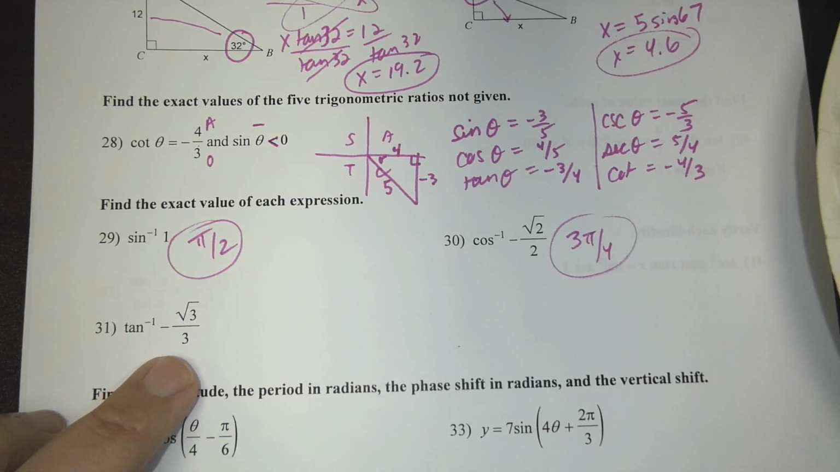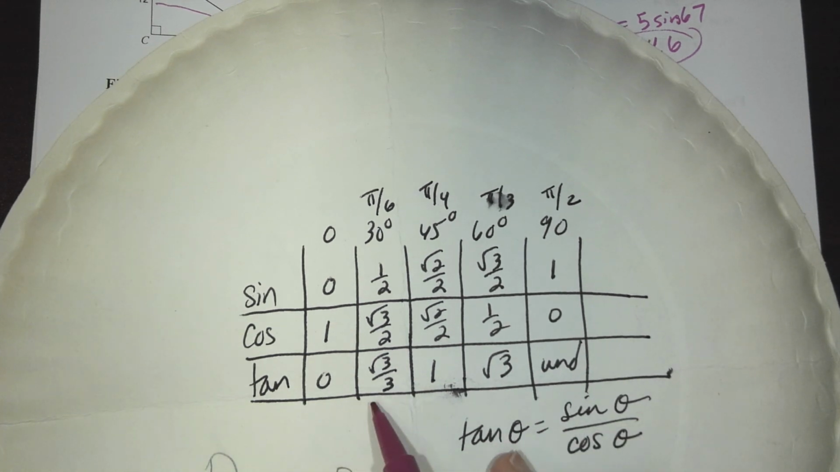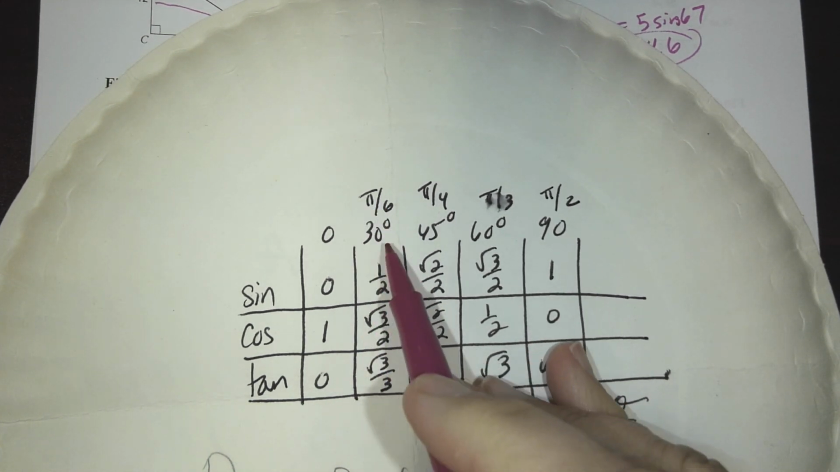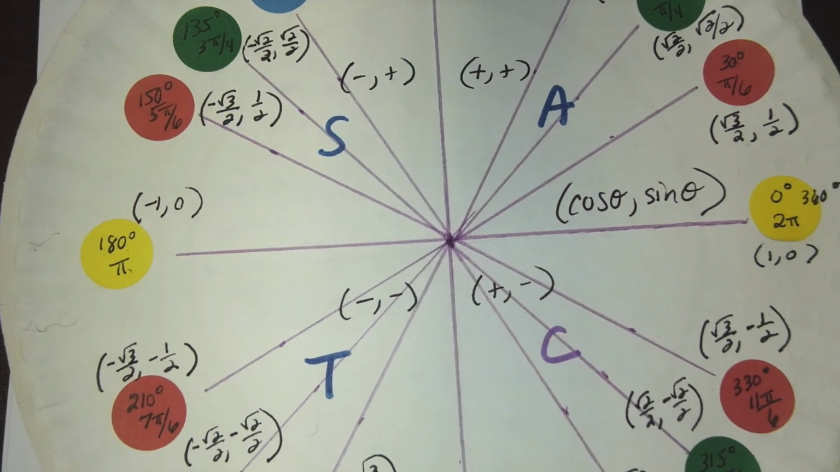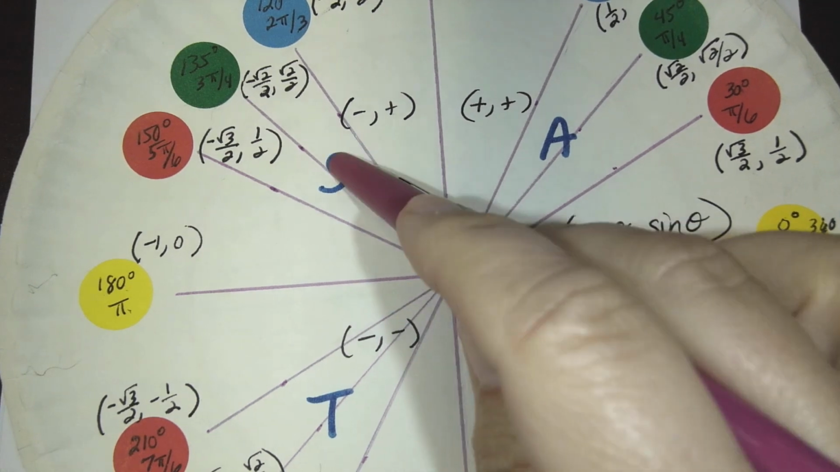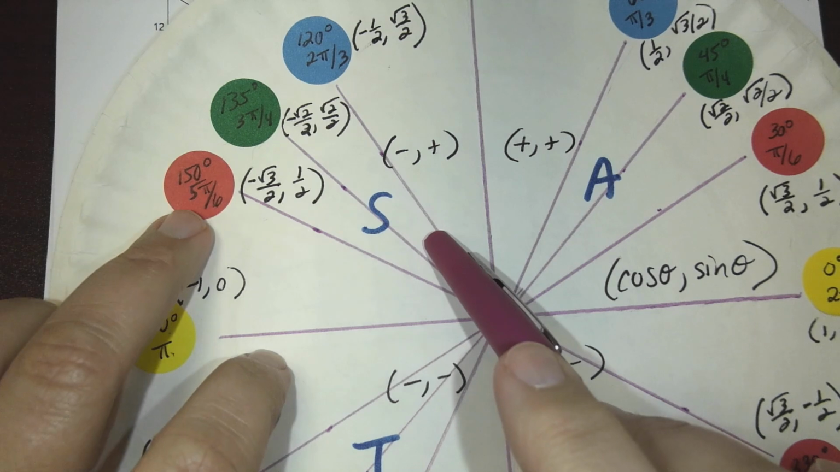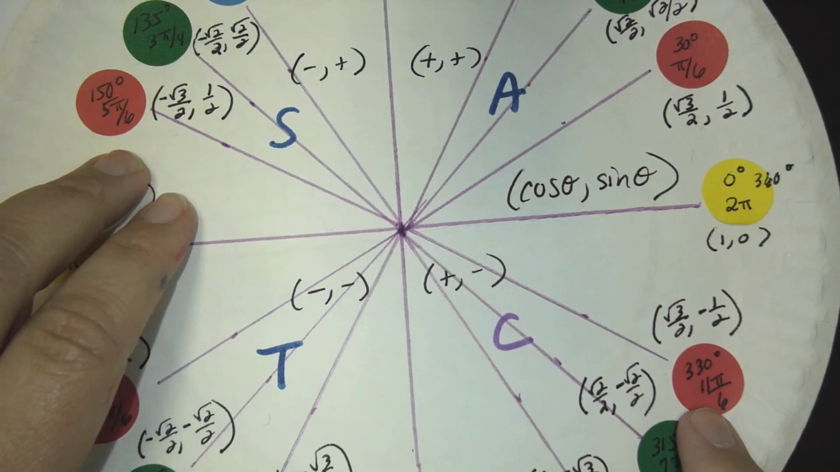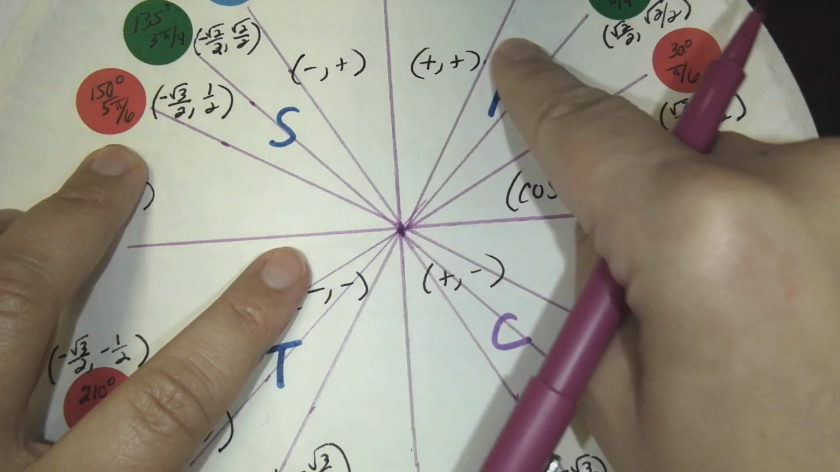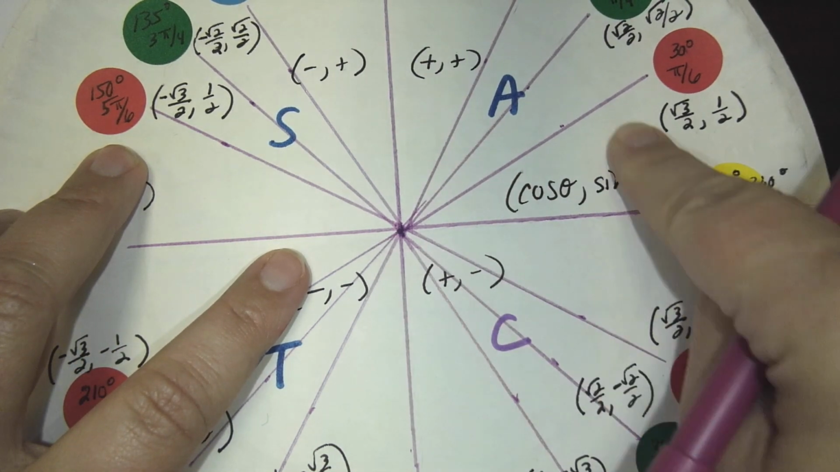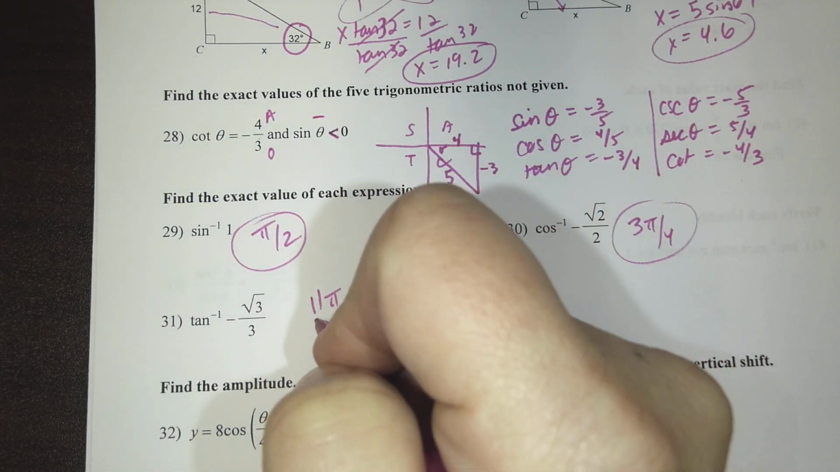Tan of negative root 3 over 3, again, kind of looking at the back, tan of positive root 3 over 3 is a pi over 6. It's all the 30 degrees, but I want it to be negative. So tangent is negative in these two quadrants. So I'm looking for the 30 degrees in these two quadrants, which would be here and here. Now, which one do I pick? Well, the inverse tan can only be in quadrant 4 and quadrant 1, so we're going to pick 11 pi over 6.